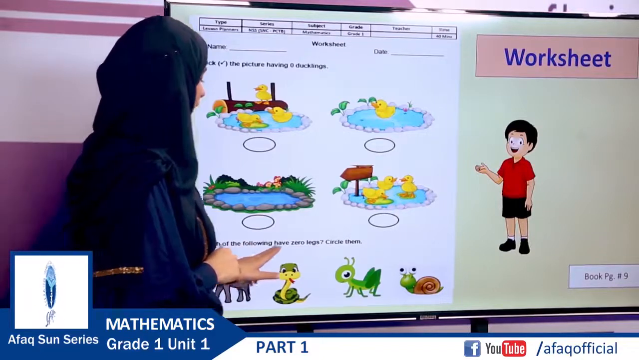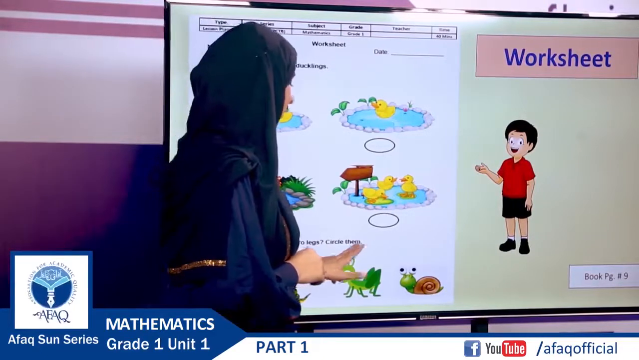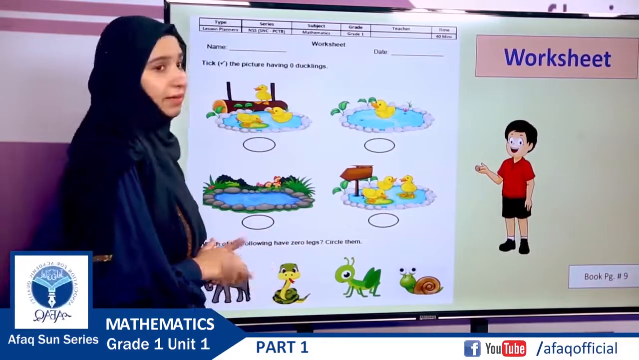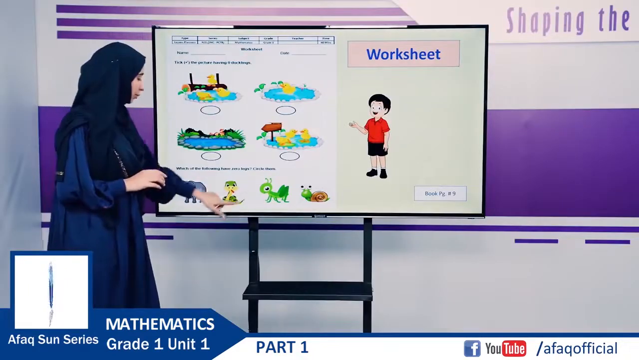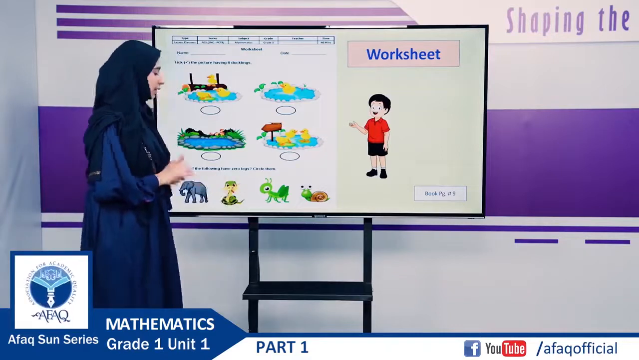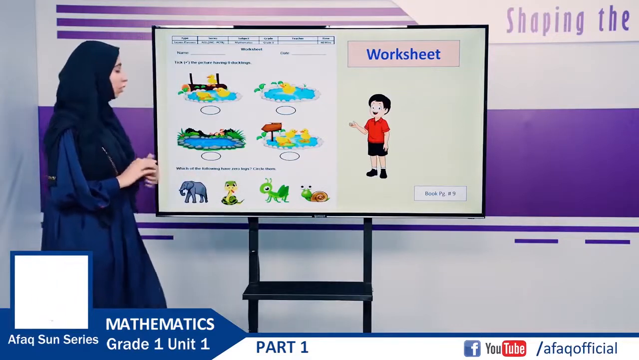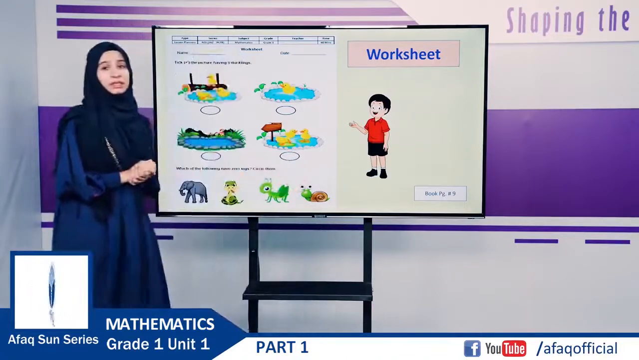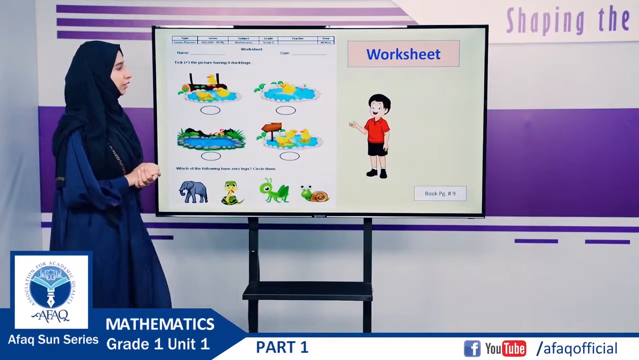Now we have another question. Which of the following having 0 legs? Circle them. So you know that snake do not have legs, so you need to circle the picture of snake. And then we know that snail also does not have any legs, so you need to circle the picture of the snail. Now let's move to the other concept.